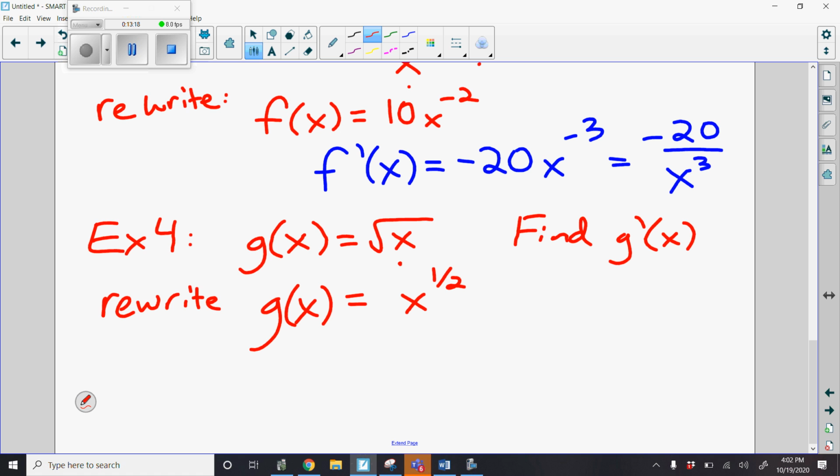Okay, so now we're ready to do our derivative. And we can say, so g prime of x, I take my power and multiply by the coefficient. Half times that invisible 1 is half x, and then I have to reduce the power by 1. Well, half minus 1 is negative 1/2.